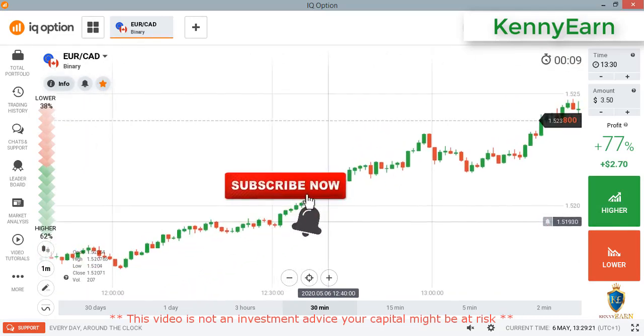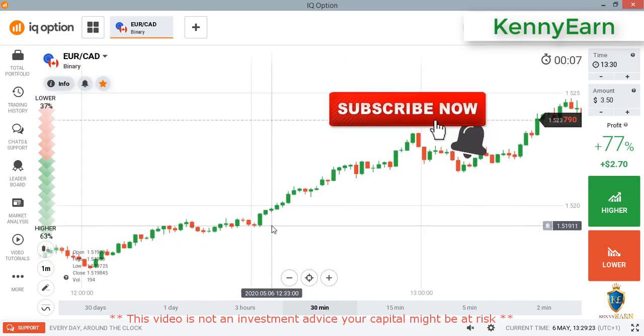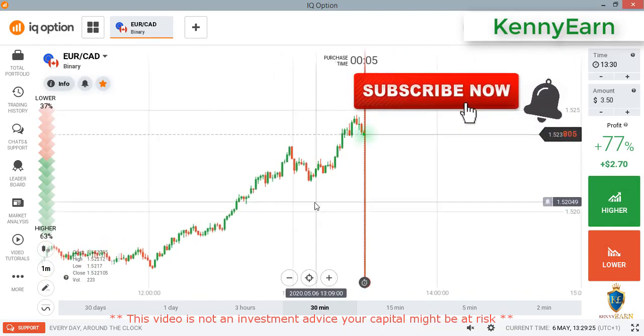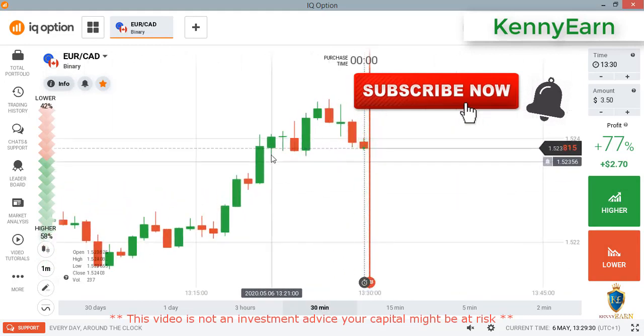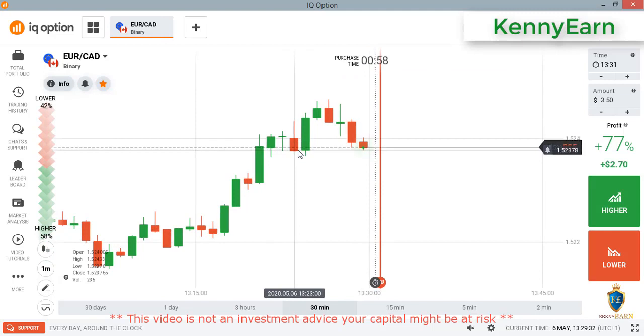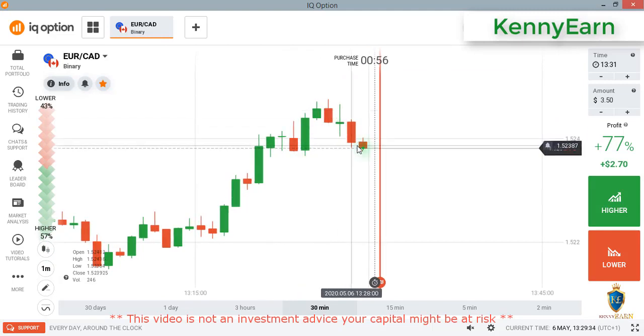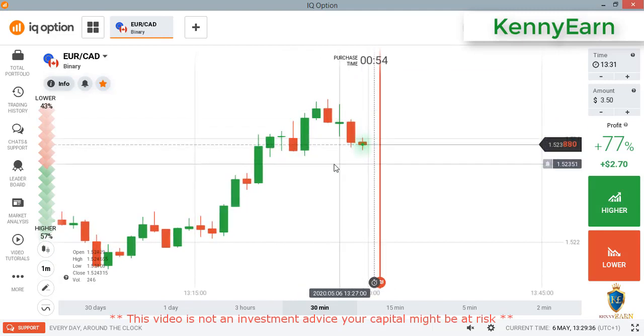Today I'm going to be trading EUR/CAD, one of my favorite pairs. I'm seeing a bullish trend here, a major uptrend. Our market has been going like this, high, down. Let me mark out some levels.